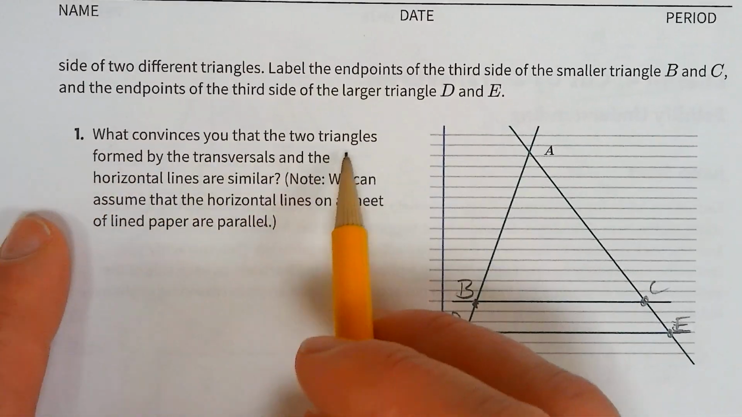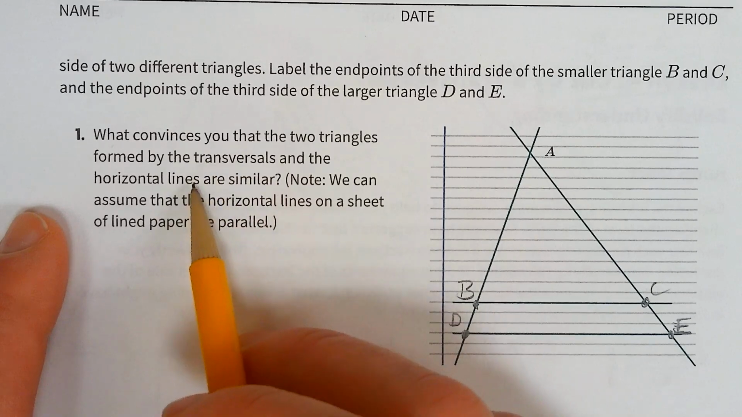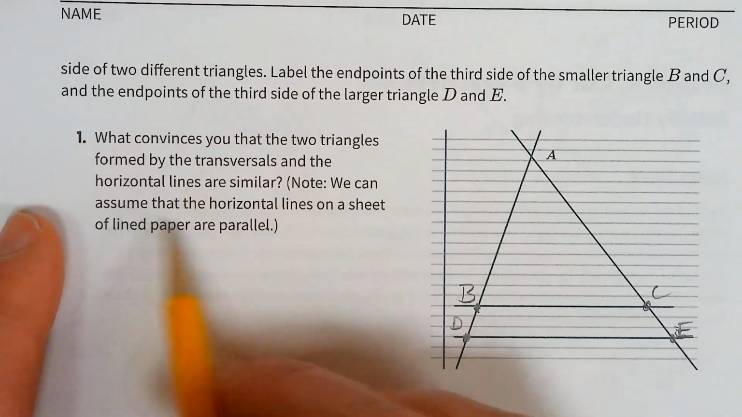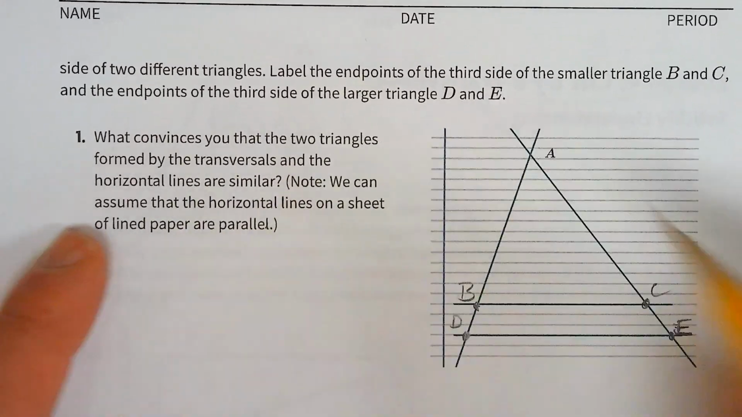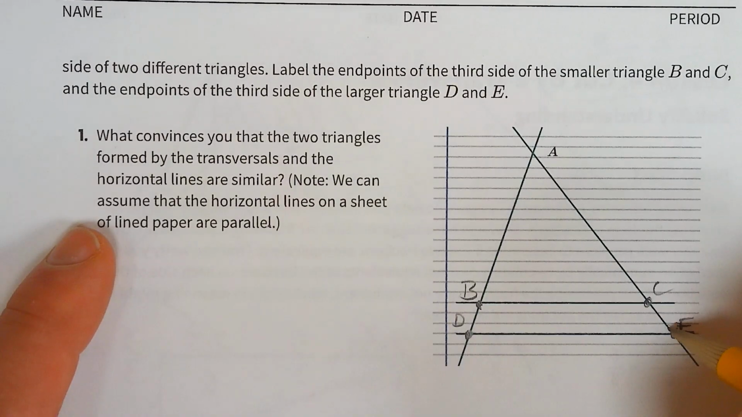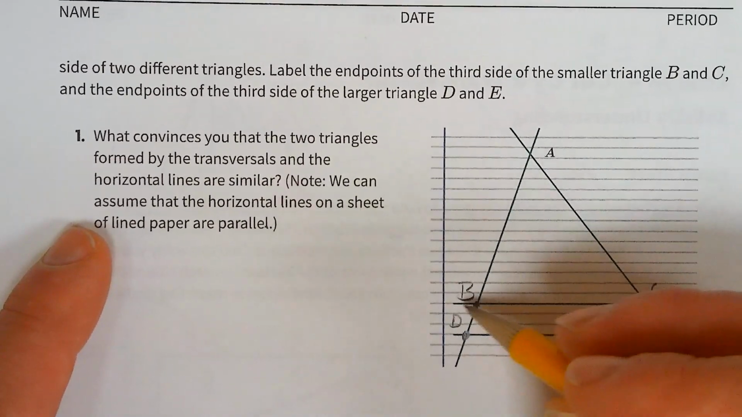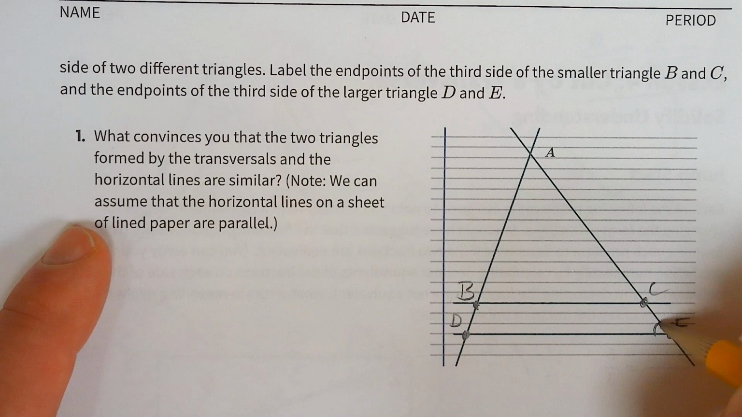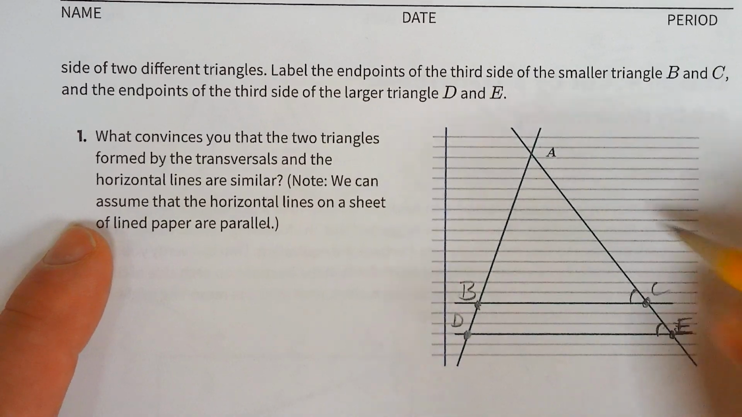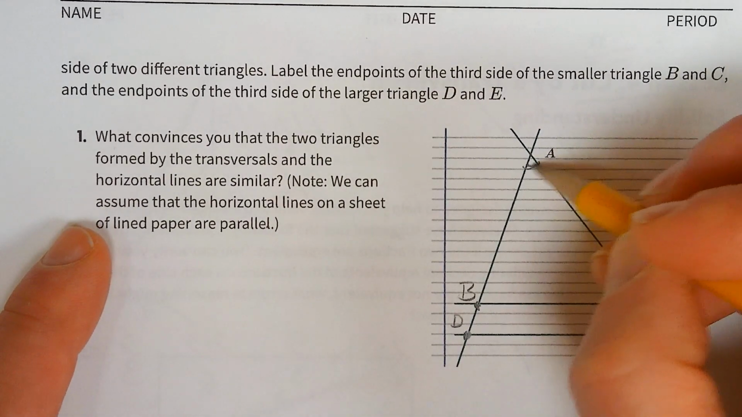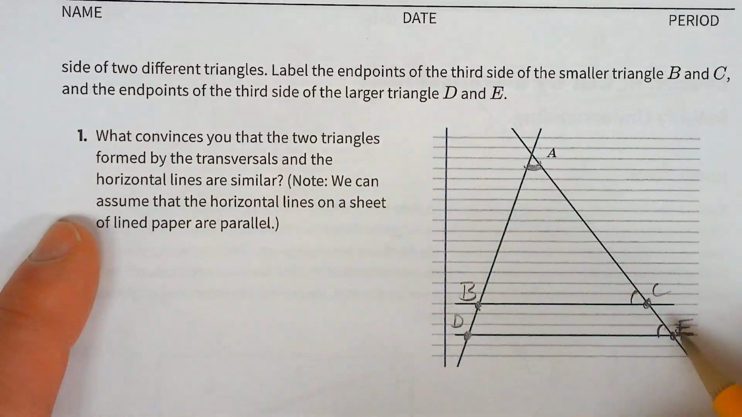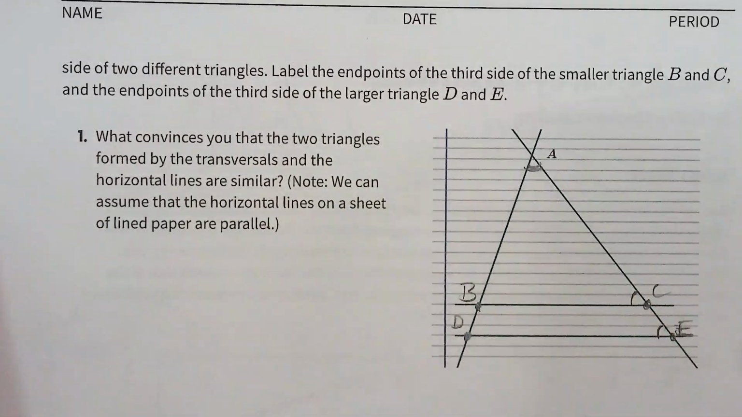What convinces you that the two triangles formed by the transversals and horizontal lines are similar? Note, we can assume that horizontal lines on a sheet of lined paper are parallel. Oh, okay, well, if these lines are parallel, and this line is on the line of the sheet of paper, this angle and this angle are the same, and this angle is the same as itself. So now we have angle-angle similarity. So these are similar.